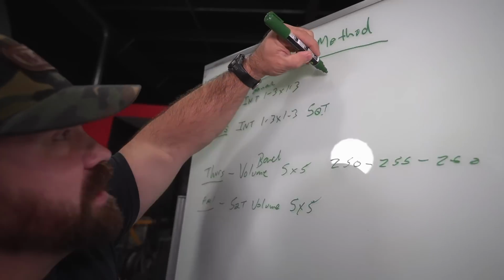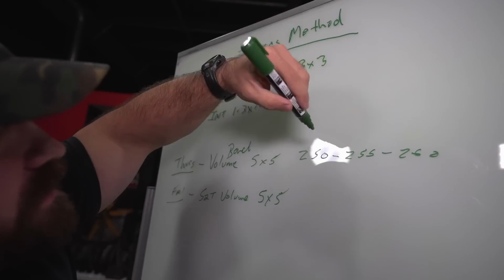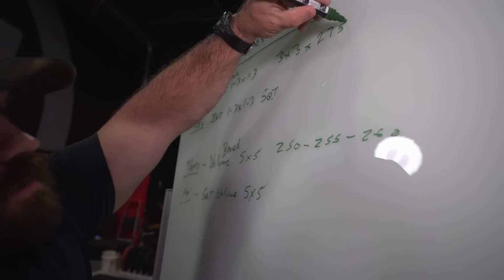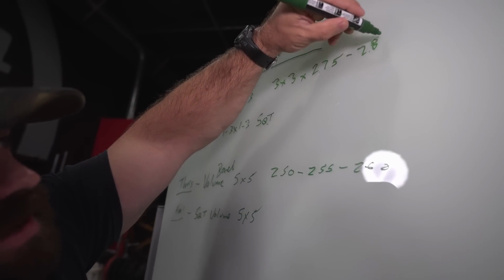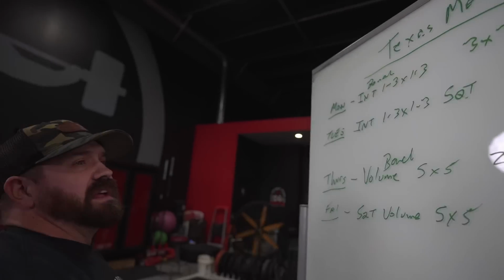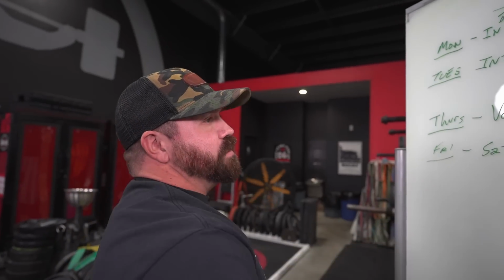So if we're doing 3 sets of 3 here on the bench, and this is 250, let's just say this is 275 or whatever, then we go 280 the next week, 285 the week after that. So again, a weekly linear progression on both intensity and volume.